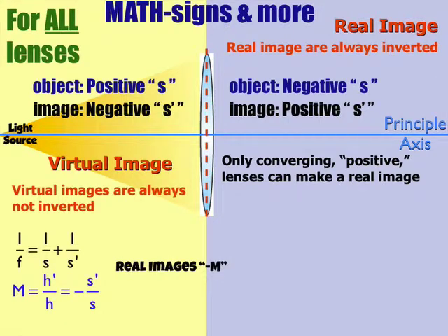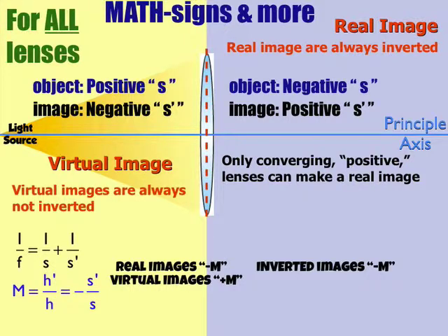If you get a negative magnification, that means you have a real image. Well, if you have a real image, that means it's an inverted image. So we know that a negative magnification tells us it's real and inverted. Virtual images, therefore, have a positive magnification, and they are not inverted. So positive m means it's not inverted and it's virtual.